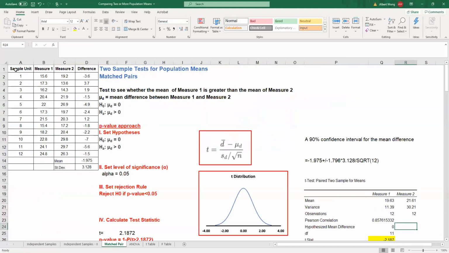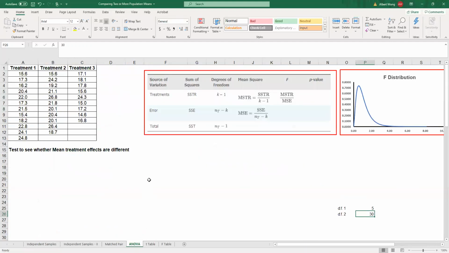Or you have matched pairs, when you actually take two measurements from the same sampling unit. The last topic we want to talk about is what we call ANOVA. ANOVA is about comparing three or more population means. So, for example, in this example, we have three populations, and we want to see whether the population means from these three populations are the same or different, right?